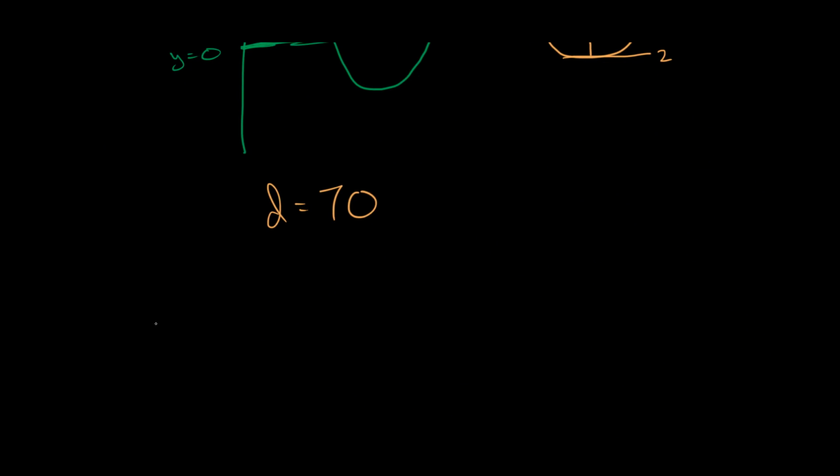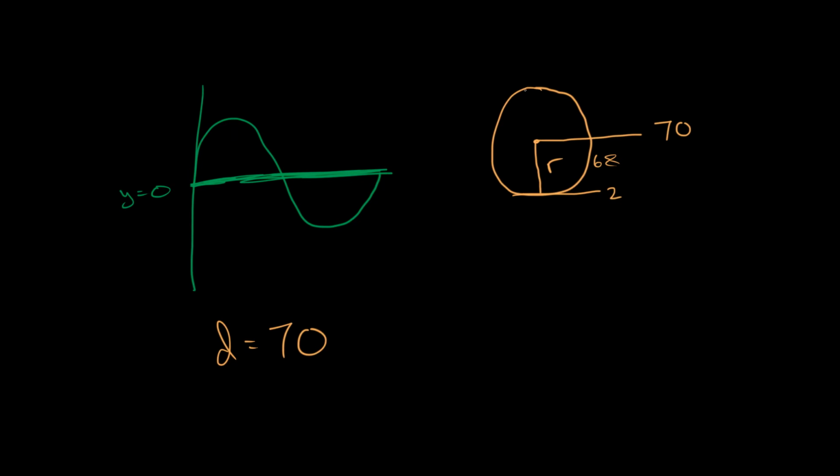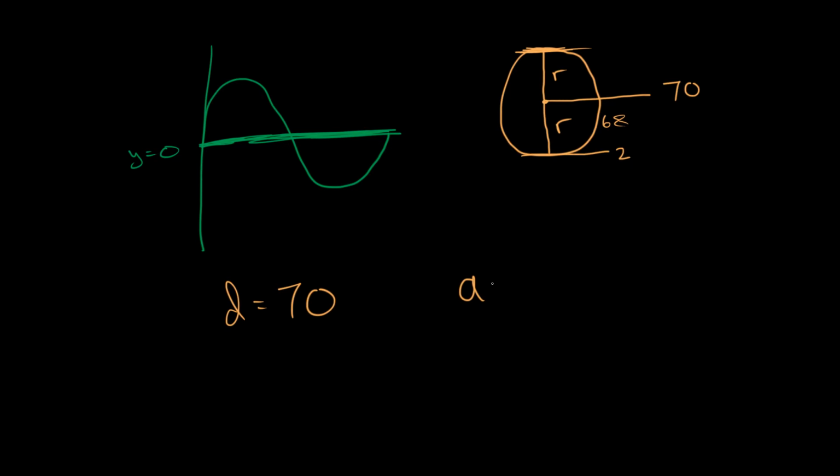Let's try to find what our amplitude is. Like I said, amplitude is how high or how low we go above our middle line. If our middle line is at 70 and we go down to 2, how low do we go? We go 68 lower. We can do the same thing with the maximum height right here: how high above 70 do we go? That's just another radius. So once again, we go 68 above. That means our amplitude, or a value, is also equal to 68.